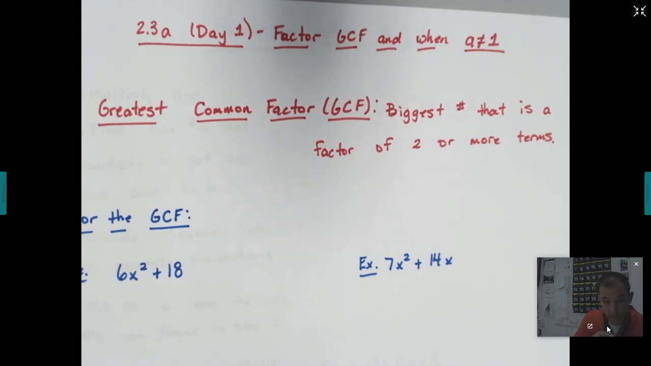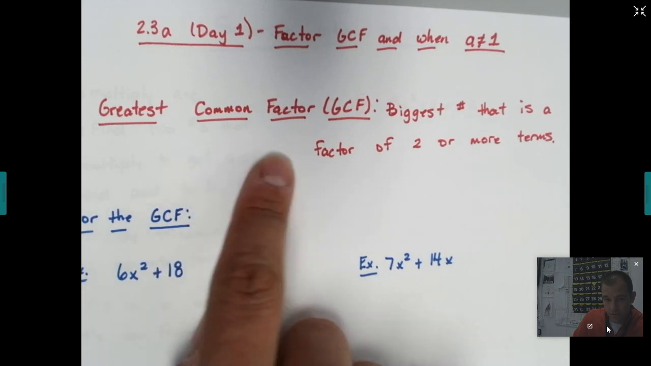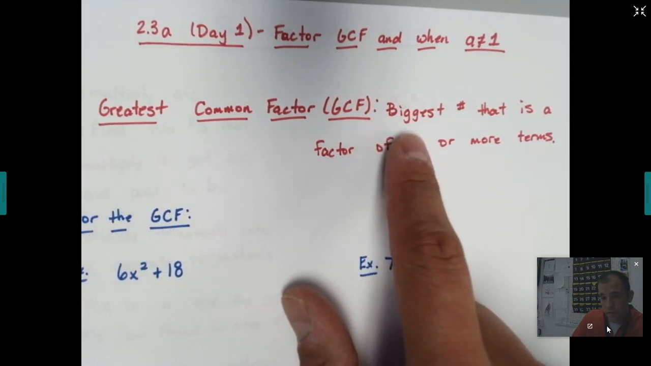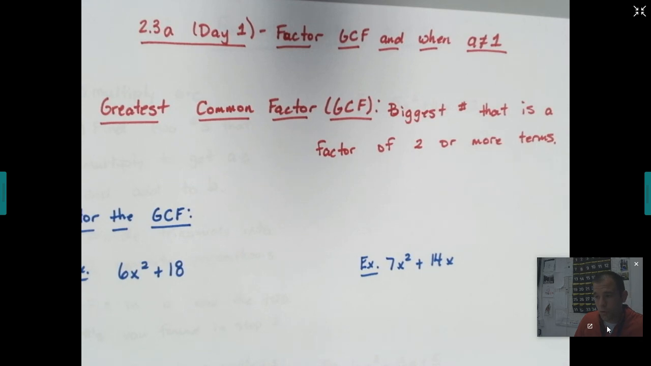I'm going to give you a minute here to write down what the greatest common factor is. The greatest common factor is the biggest number that is a factor of 2 or more terms. Basically, the number that goes into 2 or more things. For example, if you had 4 and 6, the greatest common factor would be 2, because 2 goes into 4 and 2 goes into 6. And that's the biggest one that goes into it. If you had 16 and 8, the greatest common factor would be 8, because 8 goes into 8 and 8 goes into 16. You wouldn't pick 4. Now, 4 goes into 8 and 16, but it's not the greatest one. It's not the biggest one. Greatest means that it is the biggest one.